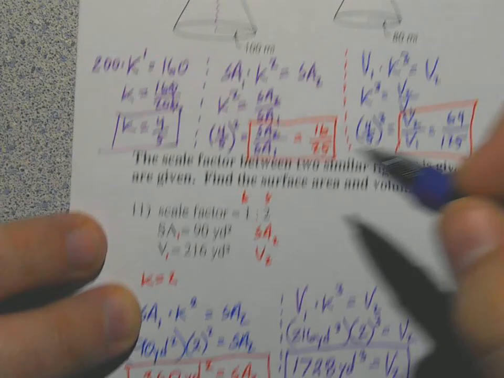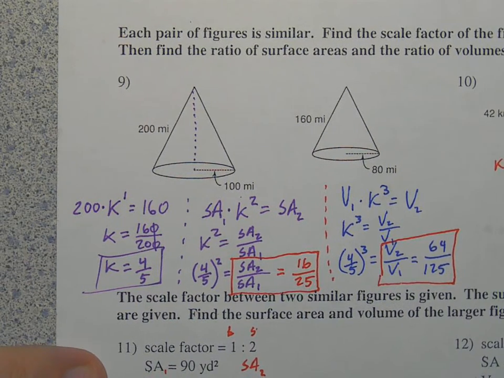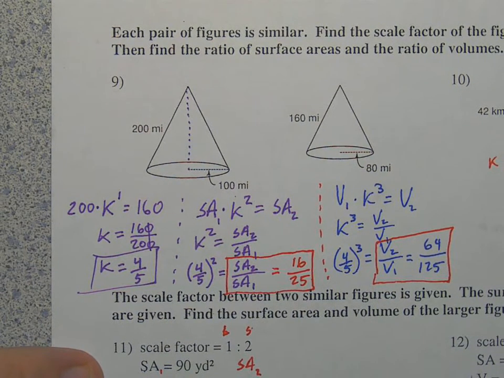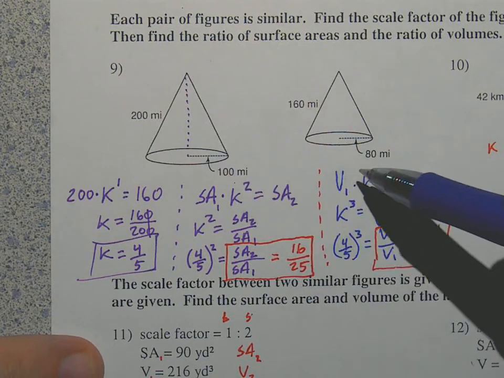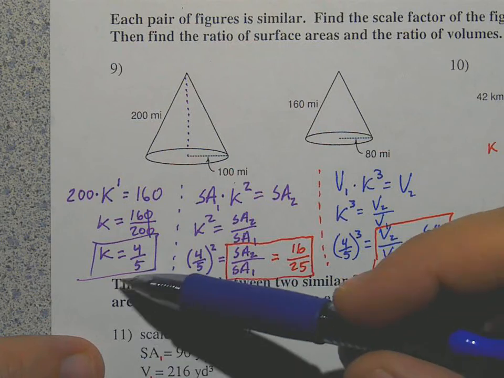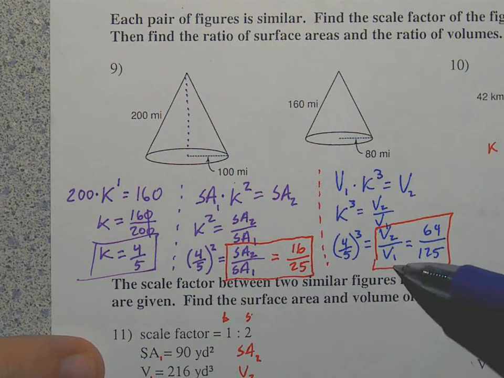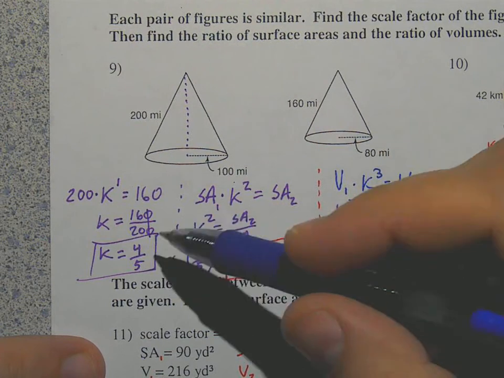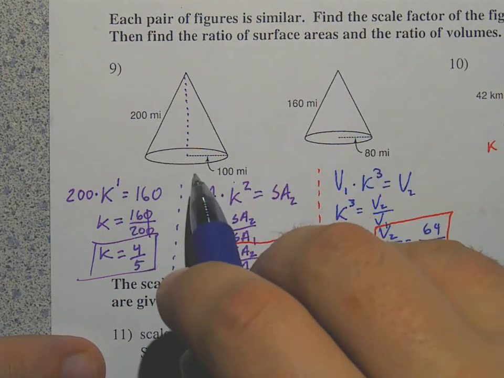Moving to the back of the sheet, let's start with number 9. Now, this was a little more time consuming. When I look at this, they've given us 2 objects, and they've asked us to find the scale factor, the ratio of the surface areas, and the ratio of the volumes. And we've done that for all 3 of these. Unfortunately, it was on the other video.